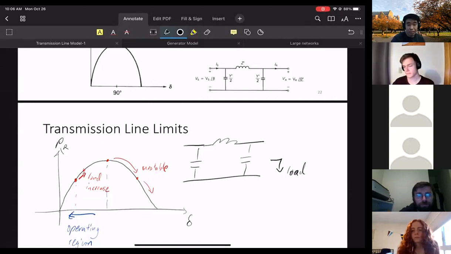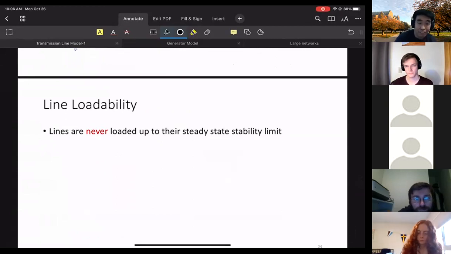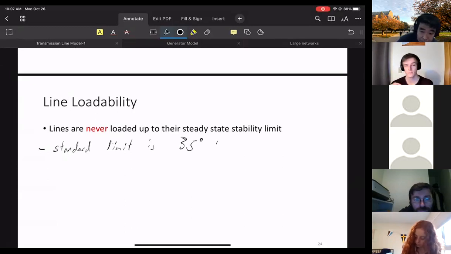So this goes into the other question. We never load it up to 90 degrees, to the entire Pmax. If you try to do this, the software will throw an error. Basically, what happens in practice is a standard limit of 35 degrees. It's an angle, 35 degrees. So this is talking about the angle.